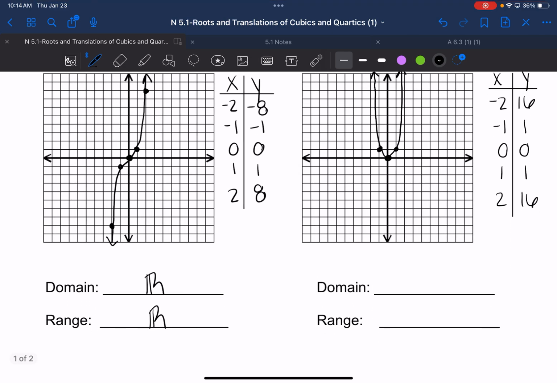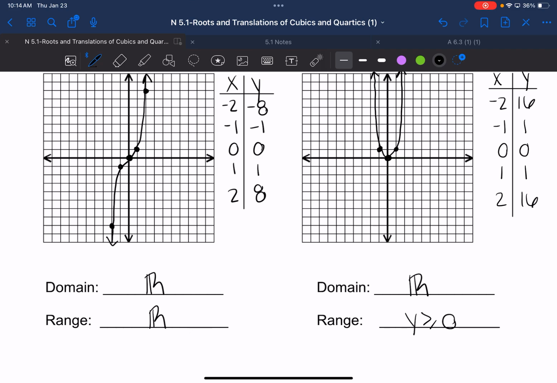Okay, so what would we say the domain of this is? All real, so it will go left and right forever. What about my range? 0 to infinity. Also could be written as y is greater than or equal to 0, right?